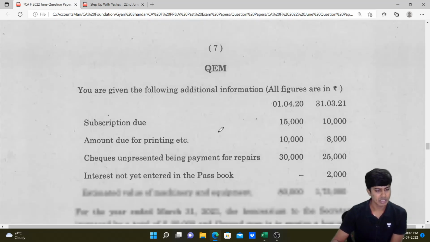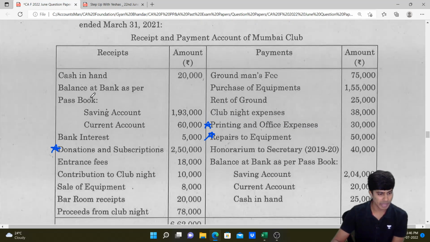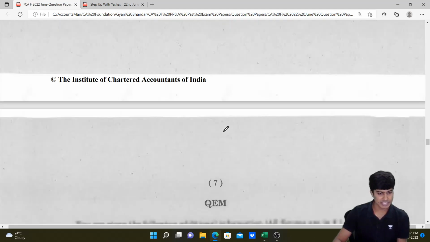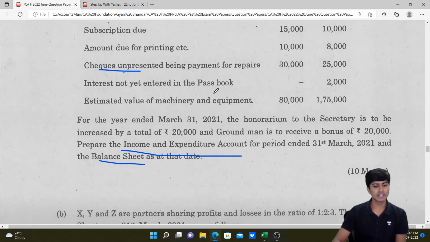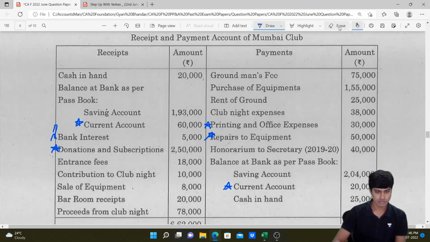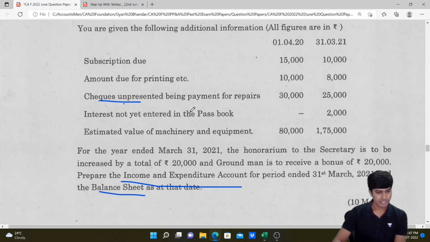It also mentions unpresented cheques, so it will affect our bank balance also. So the bank current account balance is there, and that also will need a small working note. This balance would change if we do reconciliation. It will not be 20 and 60 any longer. We'll have a revised balance there. Then we have interest not yet entered in the passbook, so this would again affect our interest. The bank interest in receipts would also get changed. So this item also has some adjustment, bank interest.